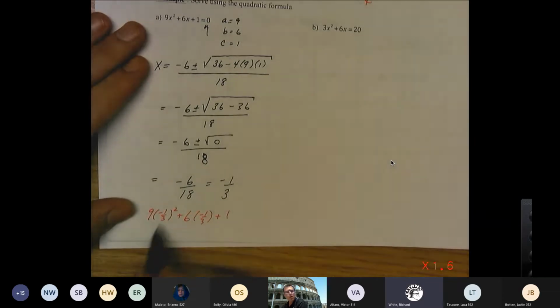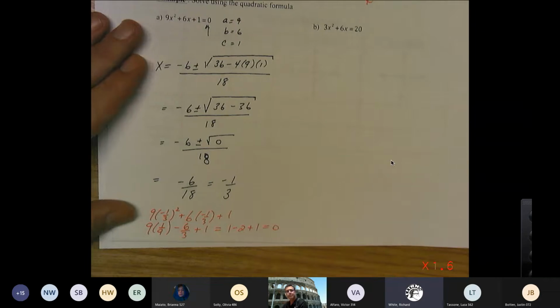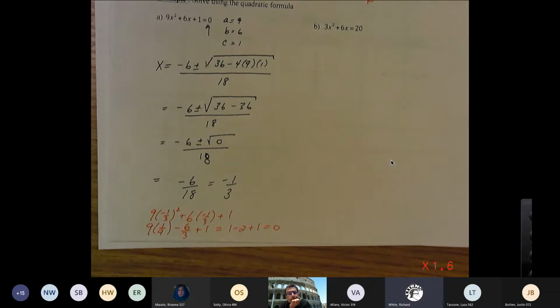So this is negative 1/3 squared. It's negative 1/3 times negative 1/3, so that's going to be 1 over 9, because a negative times a negative is positive, and 3 times 3 is 9. This is going to change into 6 over 3 plus 1. So 9 divided by 9 is 1. 6 divided by 3 is 2, plus 1. And lo and behold, it works.